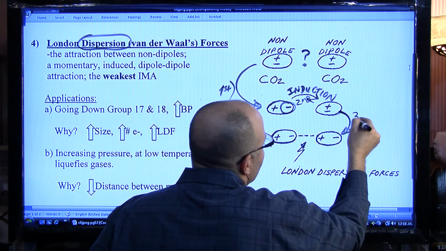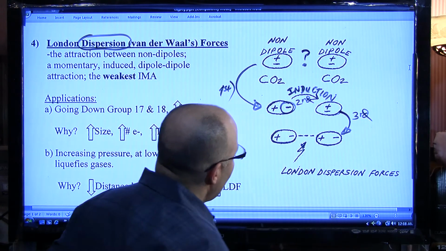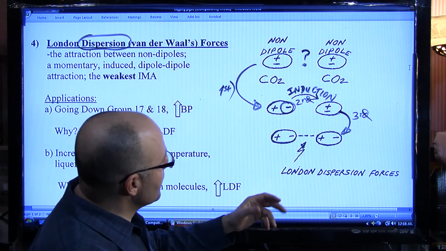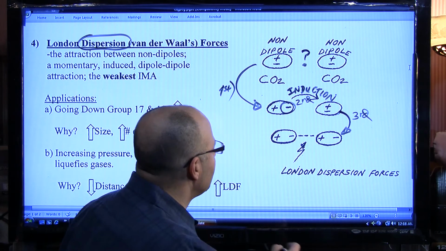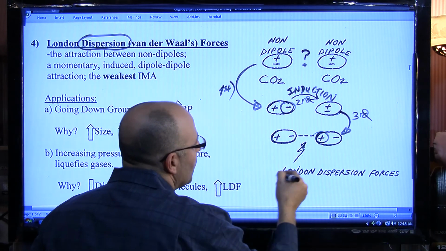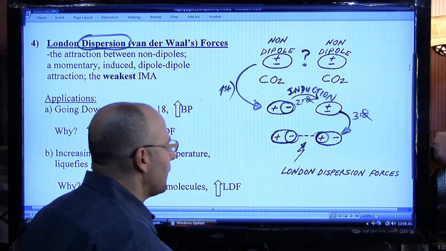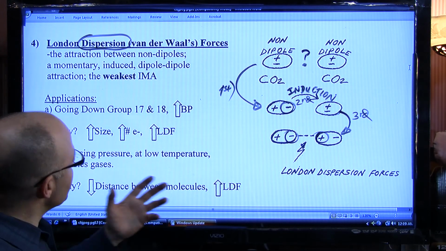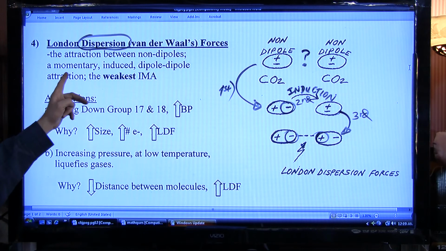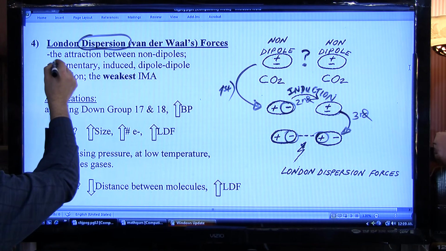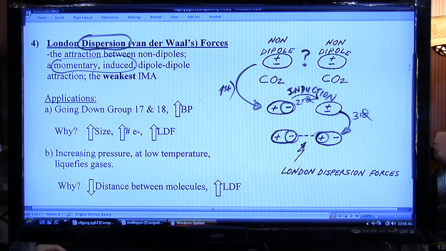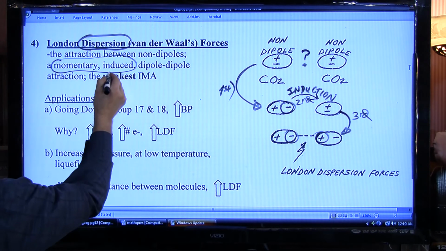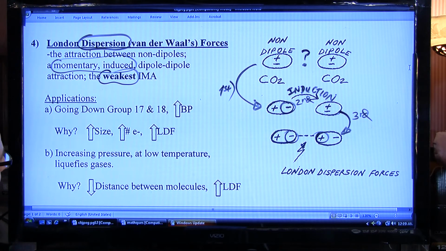And finally, the third that happens. And now, momentarily, what we have is some induced dipoles. And there'll be an attraction between them, between the positive pole here that was induced and the negative here. And so dispersion forces are momentary induced dipole-dipole attraction. Just from the way it's described, you can tell that these are the weakest of the intermolecular forces.